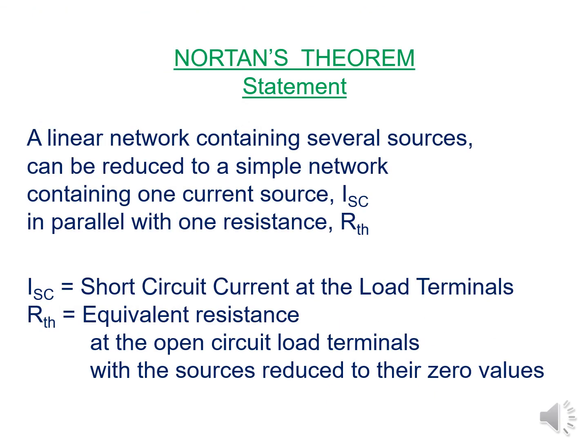Norton's theorem statement. A linear network containing several sources can be reduced to a simple network containing one current source ISC in parallel with one resistance R Thevenin. ISC is the short circuit current at the load terminals and R Thevenin is the equivalent resistance at the open circuit load terminals with all the sources reduced to their zero values.